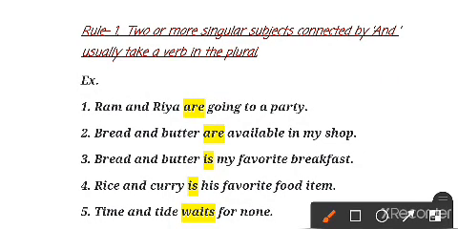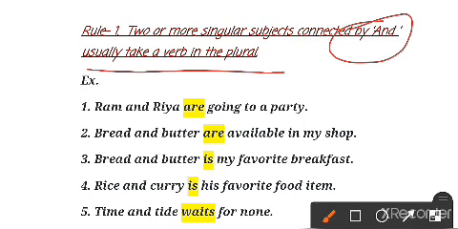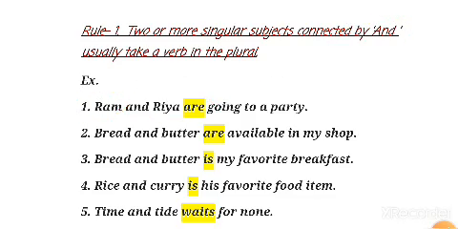So students, here you can say that when two or more singular subjects are connected by and, the noun usually takes a verb in plural form. Okay, so you can see the example given here. Ram and Riya are going to the party. Here Ram is one subject and Riya is another subject, so there are two subjects. These two subjects are individual, so that is why the verb is a plural verb. Clear?